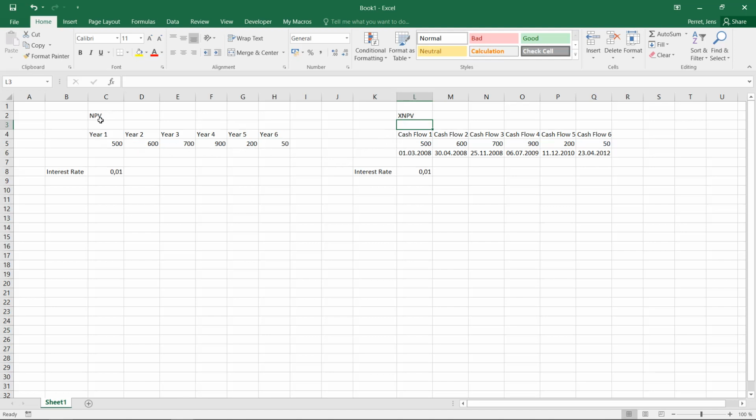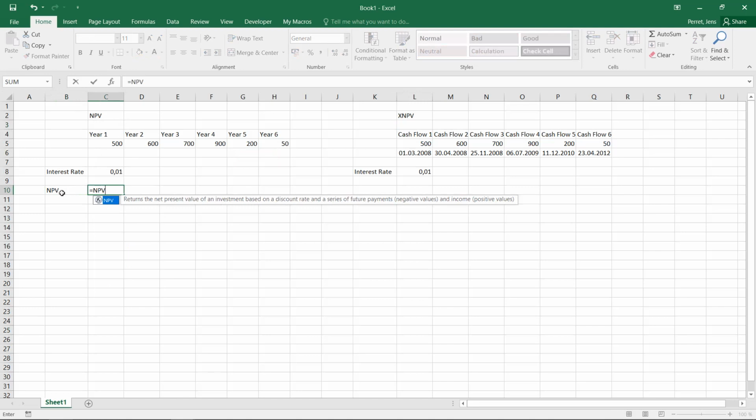Well, the idea of net present value in this context is we have, in this case, six cash flows occurring at the end of each period. So here in this case, each year. And we have an underlying interest rate. Our goal now, get the net present value. We're going to use the corresponding function for this here.